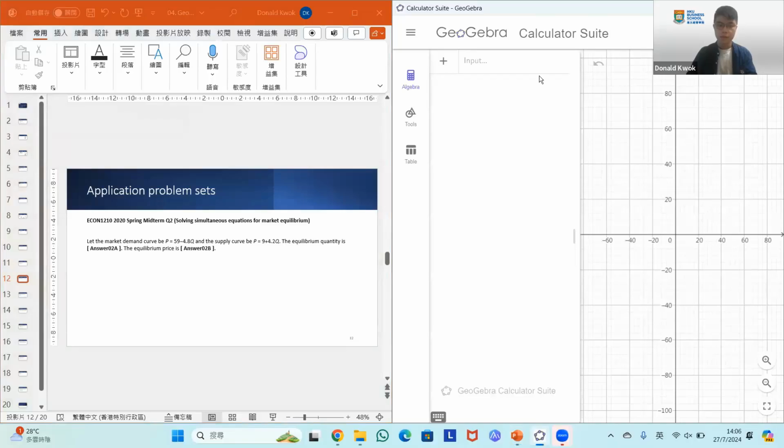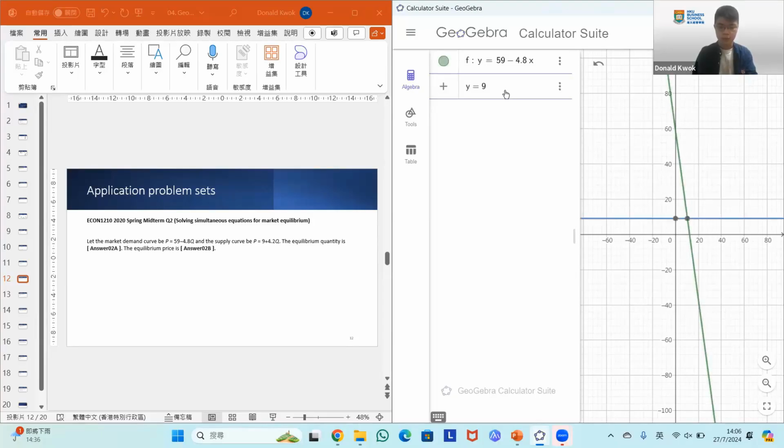Okay, so what you need to do is to type the equation of demand and equation of supply. Usually we plot price on the y-axis and quantity on the x-axis. So this is why I would like to use y to substitute P and x to substitute Q. So this is the equation of demand curve, and we also have the equation of the supply curve.